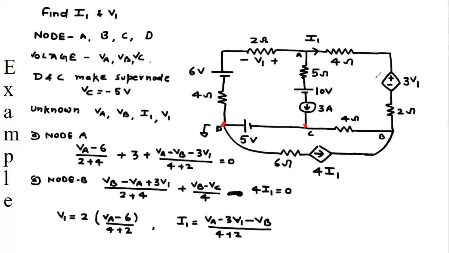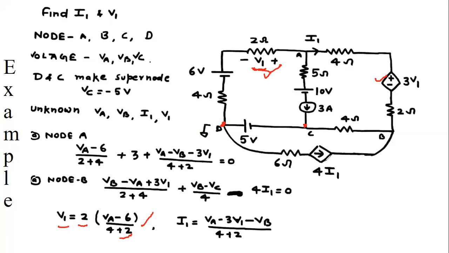See, the voltage of this dependent source V1 depends upon the voltage of this source. So this gives you one equation. This voltage V1 is equal to the current into the resistance. So the value of V1 becomes equal to the resistance 2, and the current in this branch is VA minus 6 upon 4 plus 2. So this is my third equation.